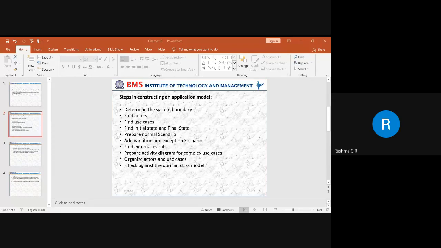For internals, you will have up to this application interaction model, not complete, up to finding the initial and final state. Is it clear? The 13th chapter will not be complete because it has not been completed. That's the reason it will be up to the first 4 steps, whatever the 4 steps that I have explained now. Till there you will have for internals.